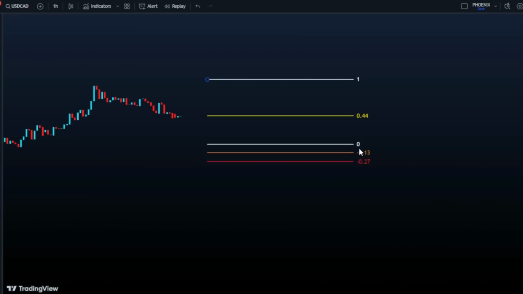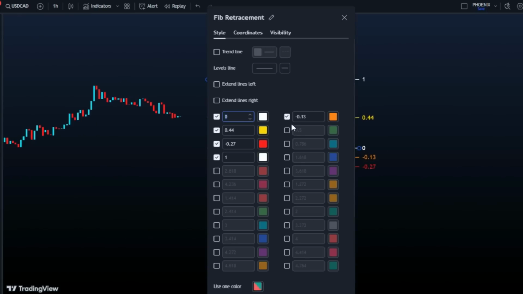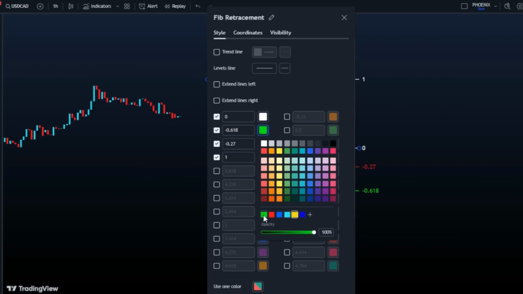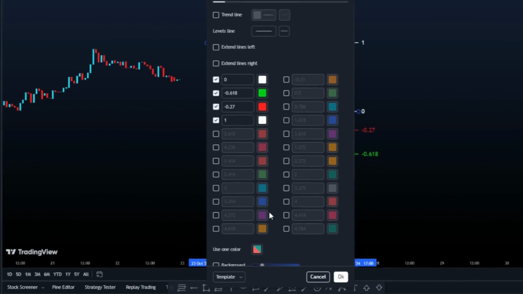So pick the Fibonacci and apply it on the chart. For some tweaks, double-click on the Fibonacci. Uncheck Fibonacci minus 0.13 and instead of 0.44, add minus 0.618. Then you also have to save the settings.